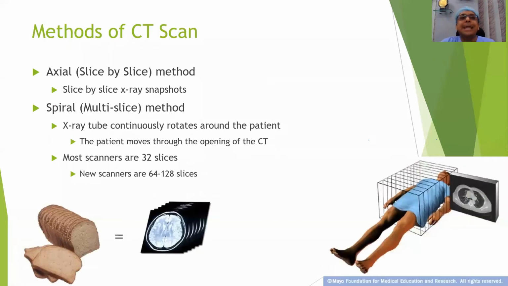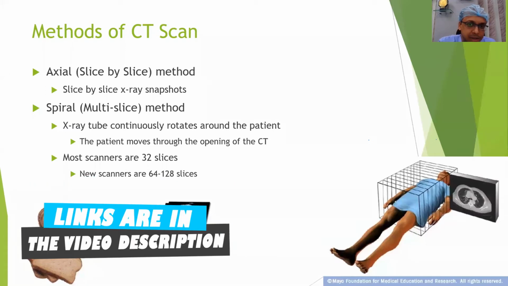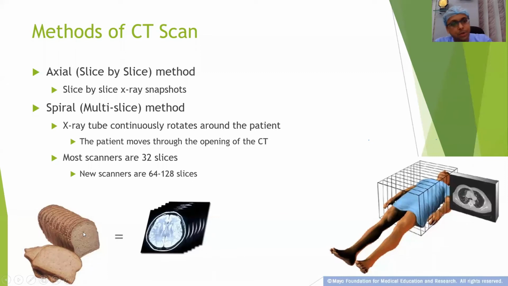All right, what are the methods of CT scan? Right now, there are 2 variations of CT scan. One is axial, which essentially means slice by slice, like this loaf of bread which you actually have in the morning, right? Here is the loaf of bread, and you can see each slice of bread is stacked one on top of the other to form the 3-dimensional image. And that is exactly the slice by slice method.